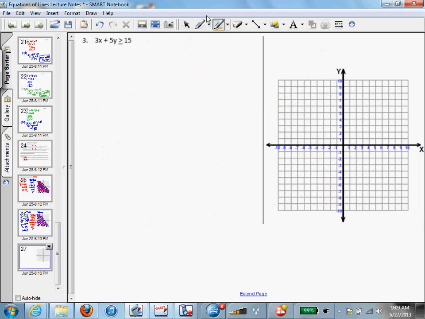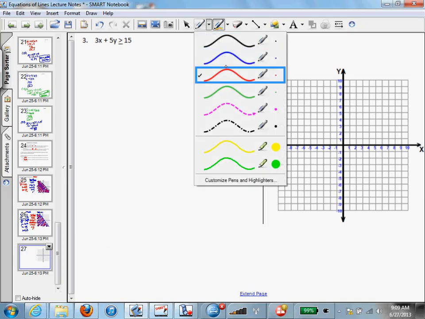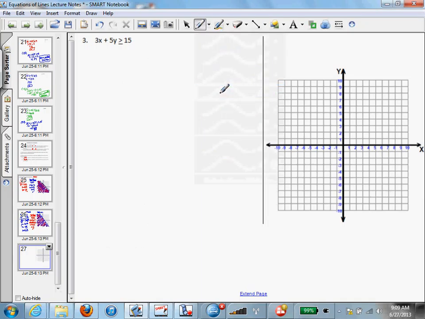And finally, we have this example. And the first thing we want to ask ourselves is, is this going to be a solid or a dashed line? And I believe you'll see this will be a solid line because of the equal to part of the inequality.